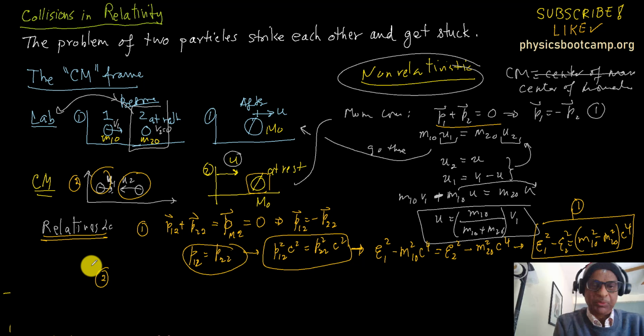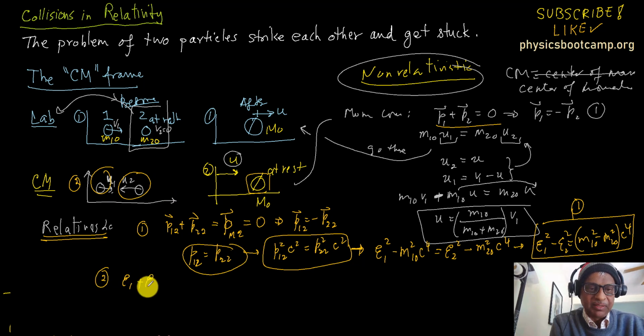Another one we would need is energy conservation. So you have energy 1 plus energy 2, which must be the energy of the final particle, and this is the net energy. We will say it is at rest, so its energy is its rest mass, m0 c squared.